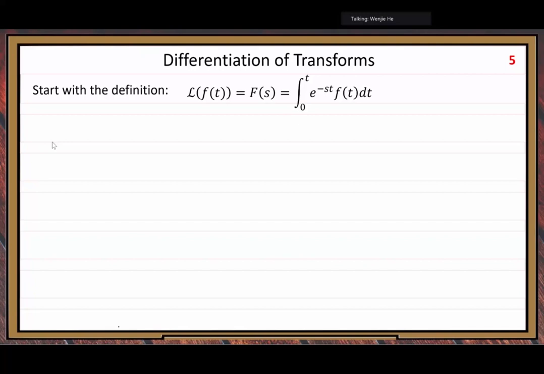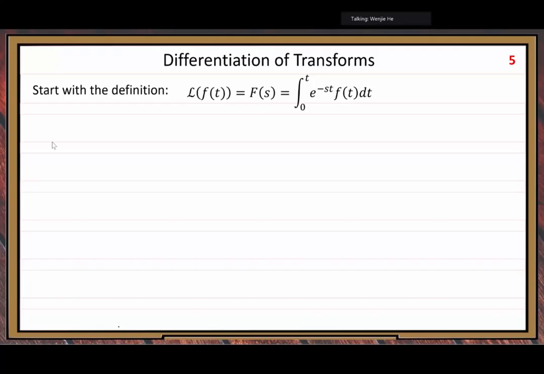But when we work, we want to take the derivative on both sides. How about that? Differentiation on the capital F side. So let's take the derivative directly on capital F. What will we get?